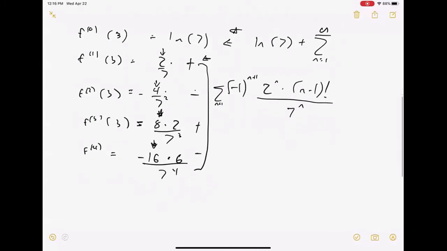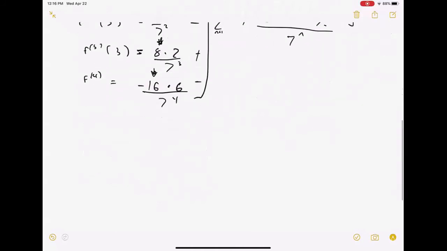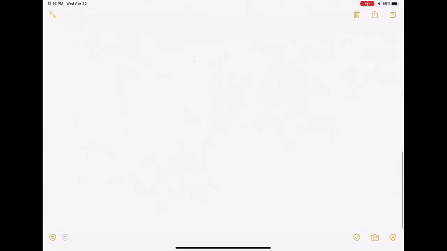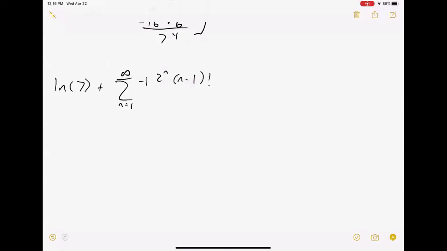All of this is just my f^(n) of a part. Get a good look at that, and let's rewrite it down here. It looks like I got my ln of 7 term out front, and then the rest of my series starting at 1. And then I got 2 to the n, n minus 1 factorial.